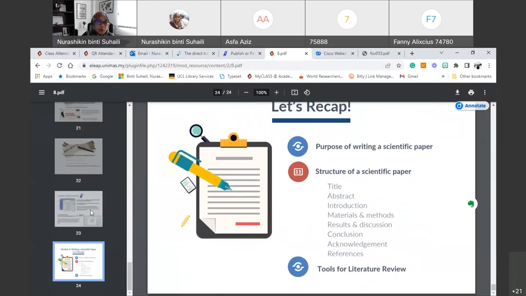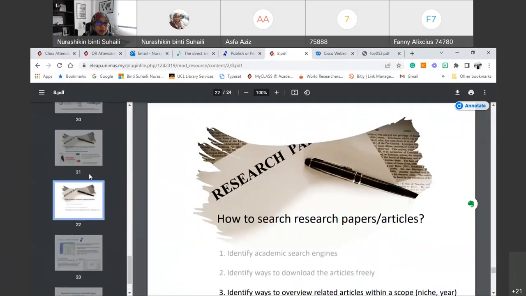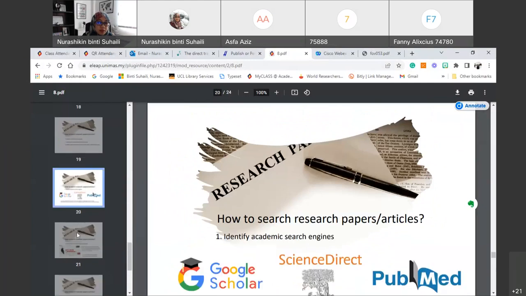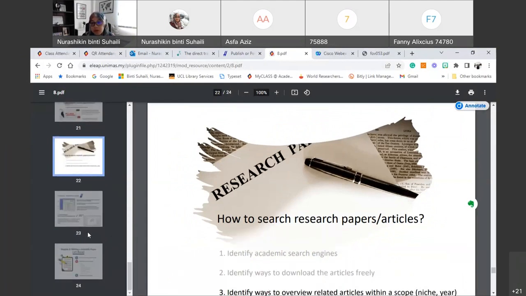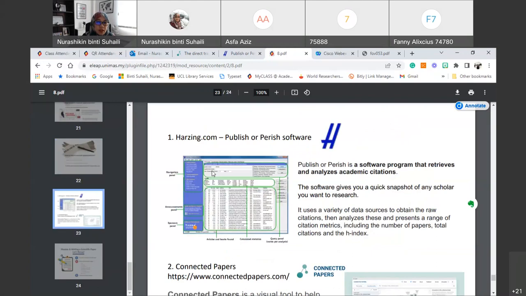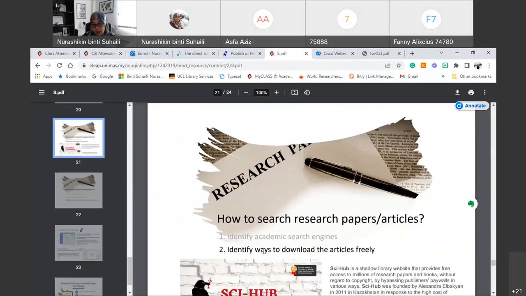I hope you can use all the tools that I've mentioned just now. There are not many, because I don't want to introduce too many. If you make full use of these, it is sufficient: Google Scholar, Science Direct, PubMed, Science Hub. The most important thing is you know how to use them and what the purpose of each is. Google Scholar is for getting the list of all the papers. Connected Papers is also the same. But if you cannot get full access for free, go to Science Hub.